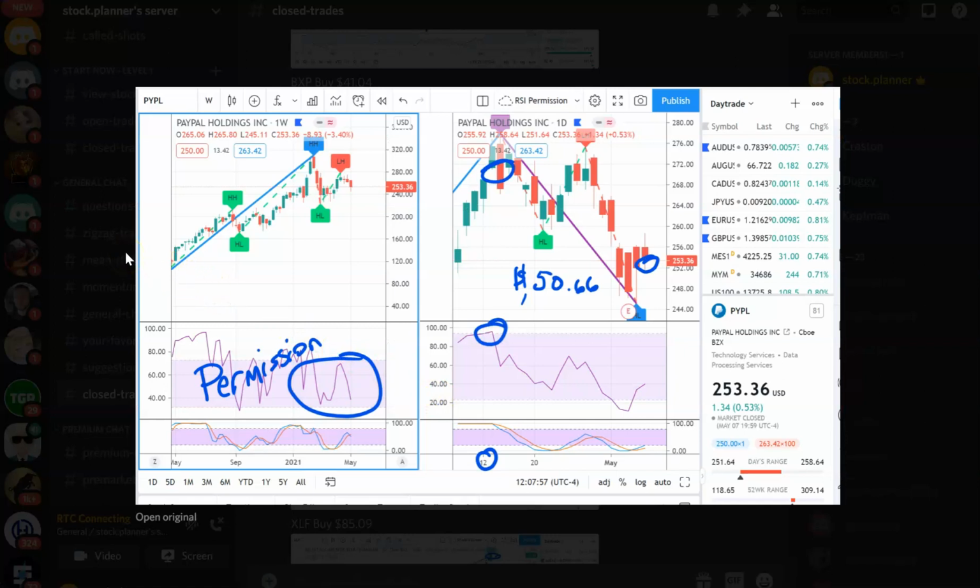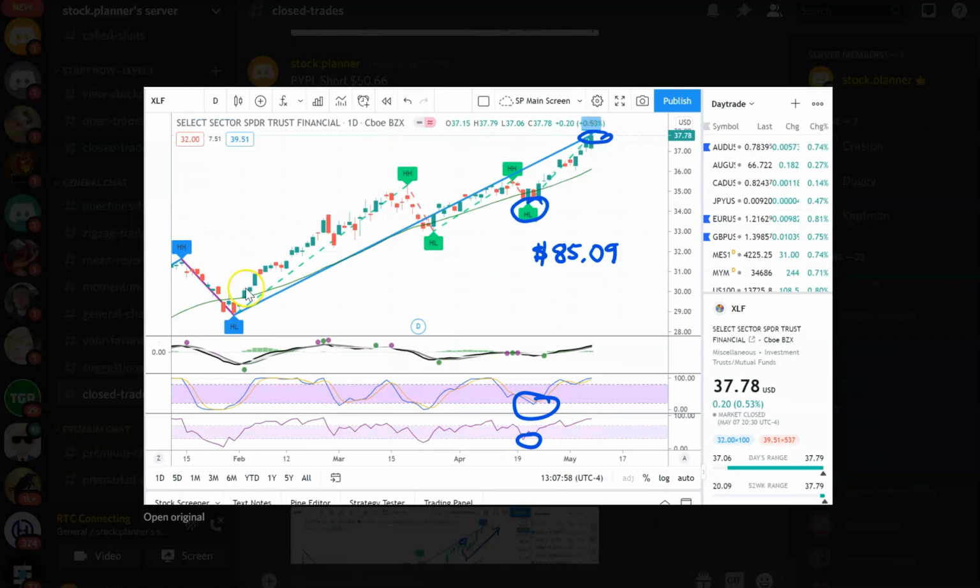PayPal. This is a mean reversion play. And how you do this is when the RSI is above, in this case about 90. This is an RSI 4, by the way. RSI 4. You look to go short, as long as the weekly RSI 4 is in the trading range. It has to be in between. Permission in between. And then you have to have a peak. And we did. And that was a good play. $50.66.